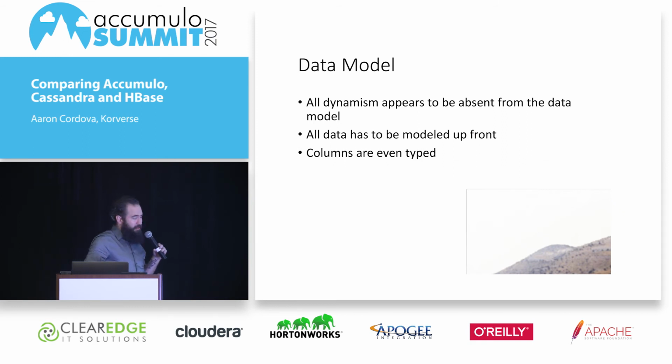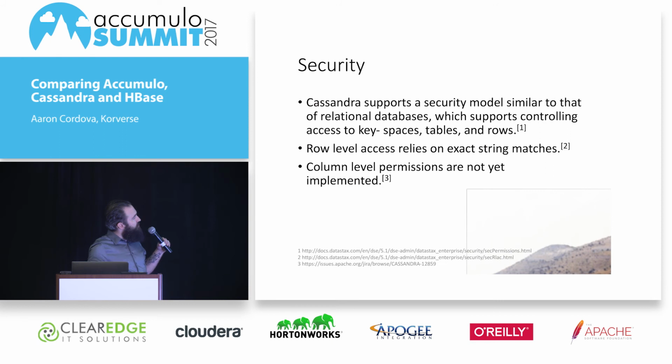Like you have to tell Cassandra up front all the columns you're going to have, and you have to tell it what type they are. So it's much more like a relational database, and I believe that contributes to its popularity. The columns are even typed, so you can't even store different types. The security model is similar to relational databases, nothing really special here.